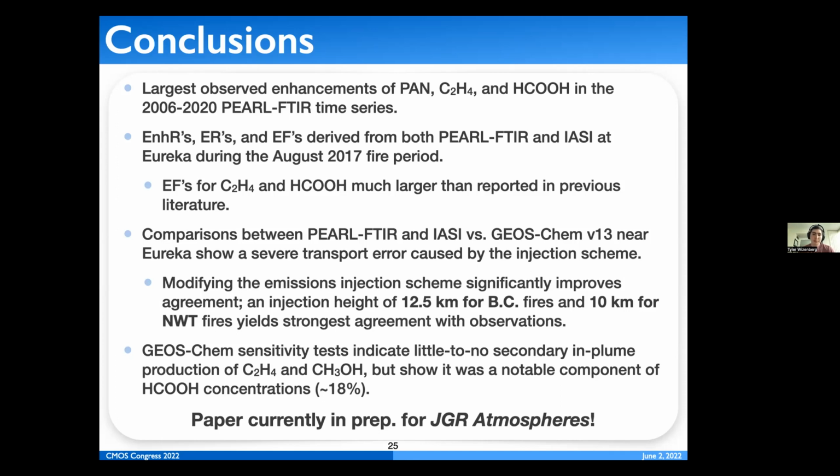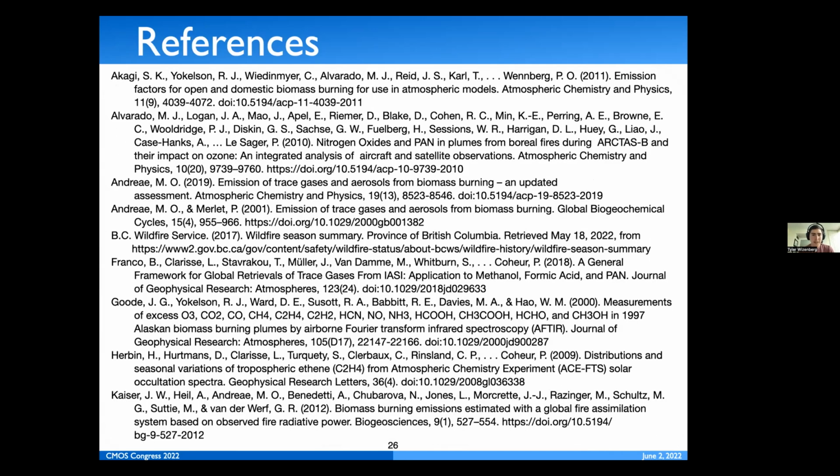Comparisons between the PEARL FTIR and IASI versus the GEOS-Chem model near Eureka show pretty severe transport error caused by this injection scheme. However, by modifying the injection scheme and injecting these emissions at a higher altitude, we get a lot stronger agreement with our observations and much stronger correlations as well. Lastly, GEOS-Chem sensitivity tests show there's pretty little secondary in-plume production of ethylene and methanol, but it is quite a notable component of the formic acid columns that we see at Eureka. I'm currently preparing a paper on this for JGR Atmospheres, and I'm happy to take any questions.